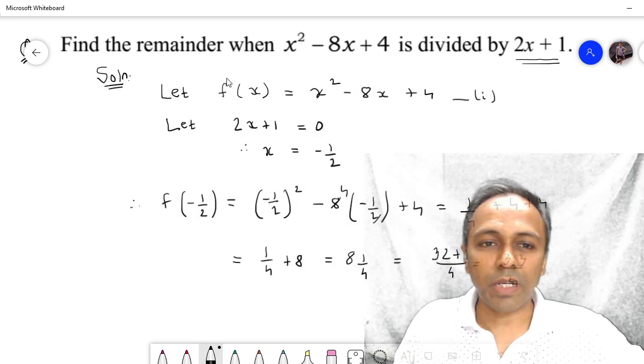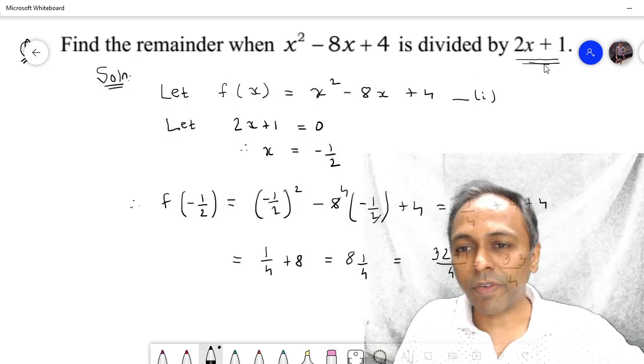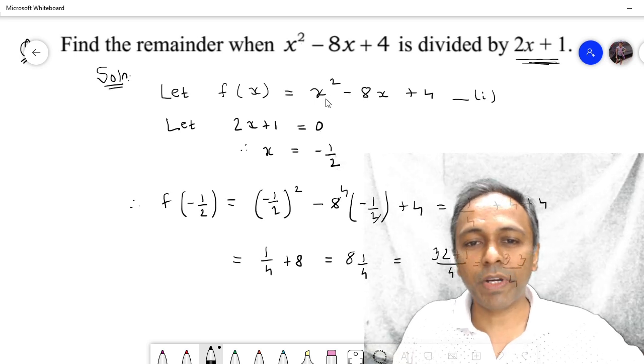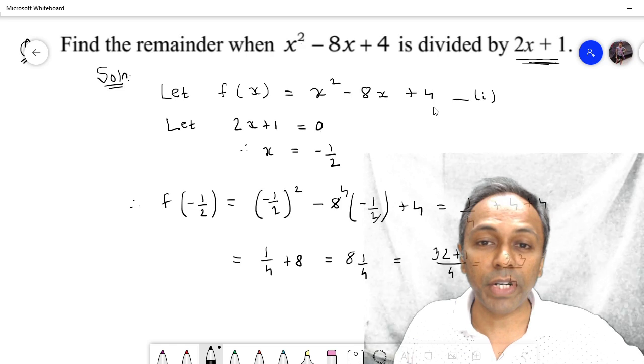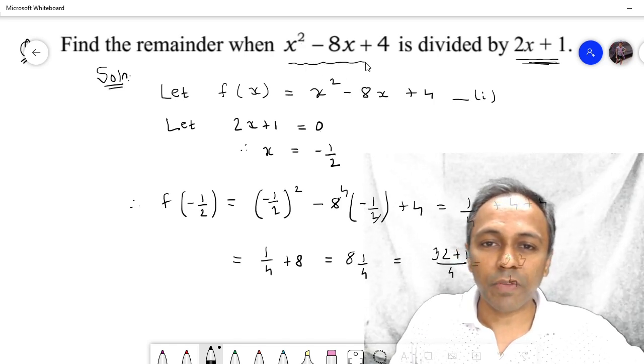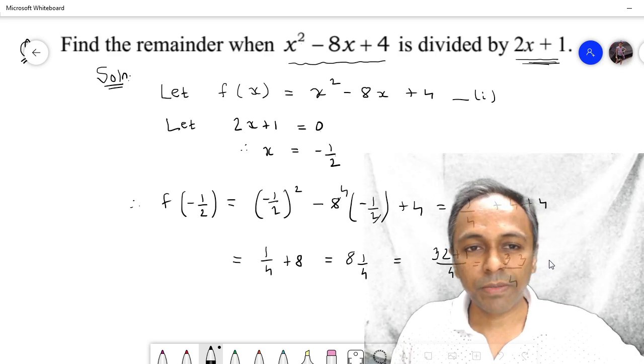So how useful is the remainder theorem? You equate your divisor with 0, get the x value, substitute that x value in the given question, which is called the dividend, and whatever the answer happens to be is the remainder.